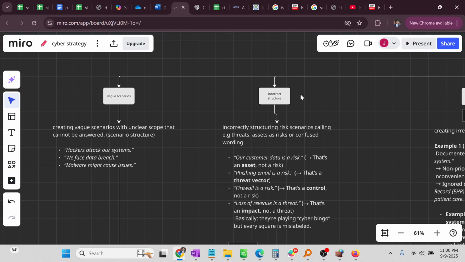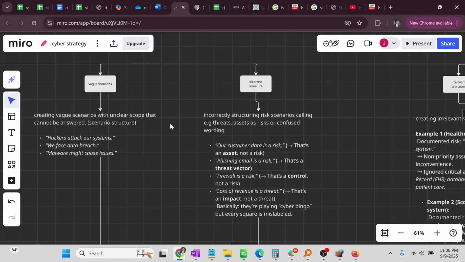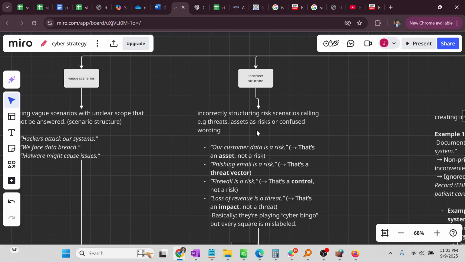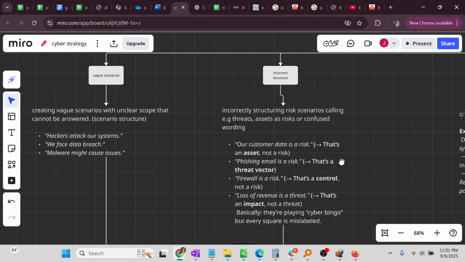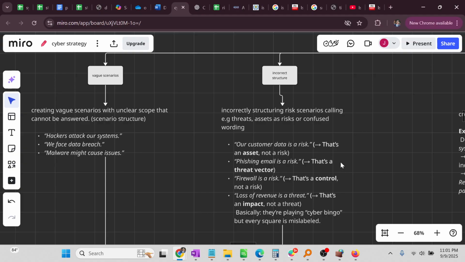Another problem is incorrect structure. I think this is similar to vague scenarios, but in this one you are also using incorrect wording, for example, saying that a hacker is a threat, or that phishing is a threat, or that ransomware is a risk. This kind of wording or structuring of scenarios, similar to vague scenarios, is not useful because it's very hard to assign likelihood and impact. Even if you assign them, what kind of decision will it support?